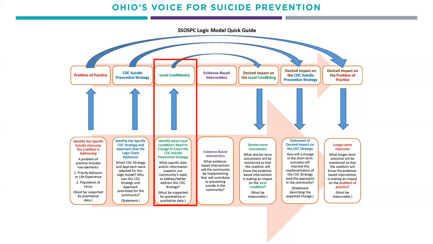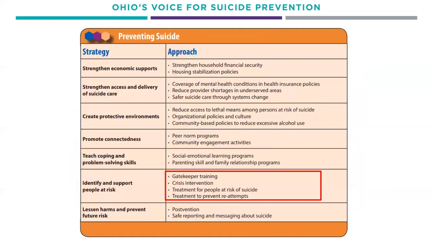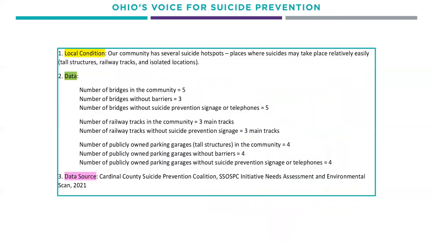So the third exercise this video covers will support the Phase 5 team in identifying local conditions. First, we're going to review what you did in the last step when you looked at your coalition's Phase 4 work and identified the approach that's necessary for your community. So remember, when you selected that approach, your team had to review data. Think about what data point led your group to select the CDC approach that you chose.